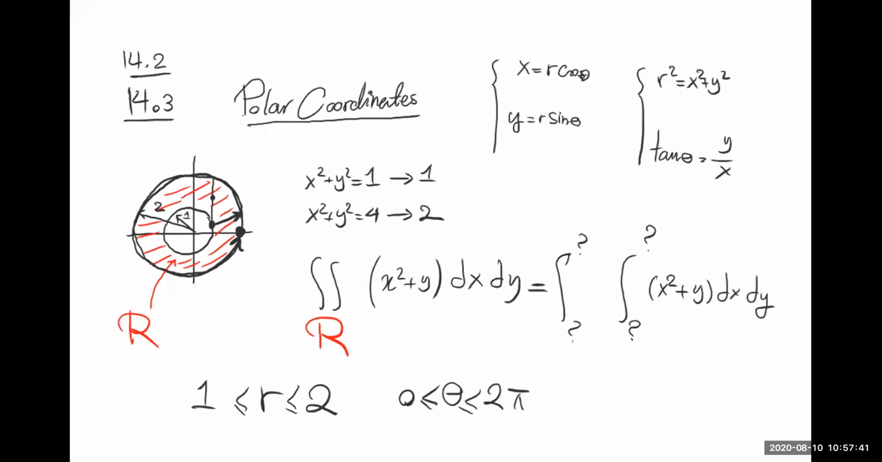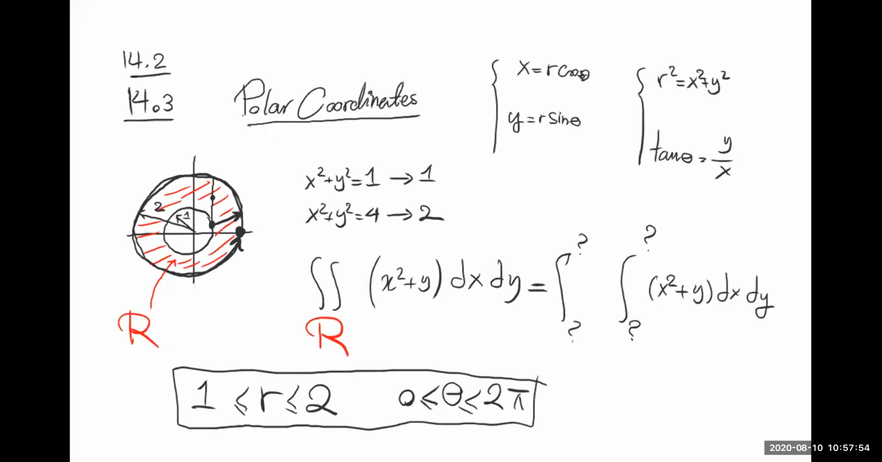Why 3? I'm not sure what you mean by 3. Okay, so if I write things in terms of r and theta, the bounds for r and theta are pretty clear. So that's what I'm going to do.